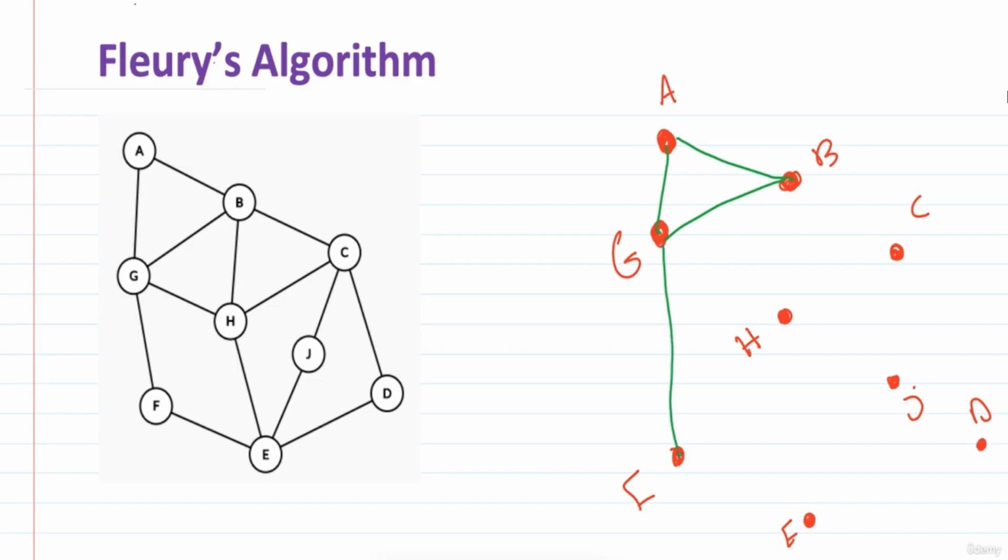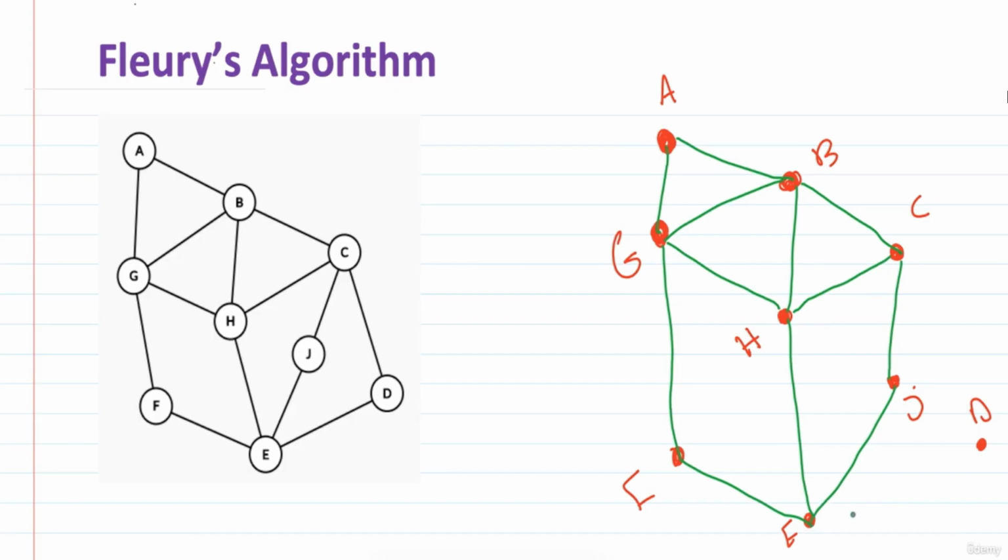And then I have an edge right here. And then from G to H, I have an edge. And then I have an edge right here. And then an edge right here. And then an edge right here. Between H and E, I have an edge. Between C and J, I have an edge. Then I have an edge right here, like that, and like that. Okay, so this is the replica of this graph that I have right here.